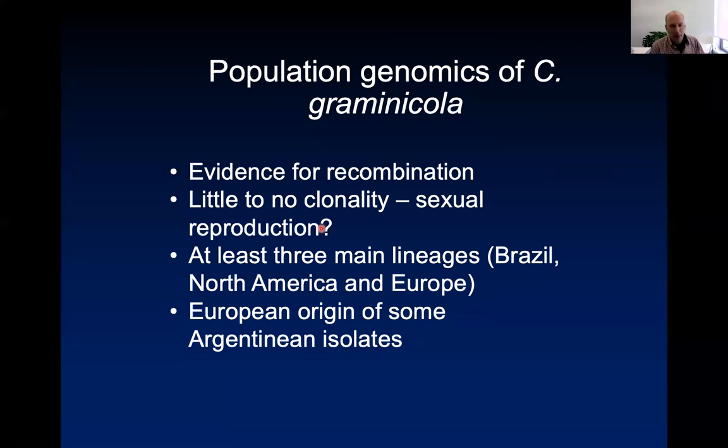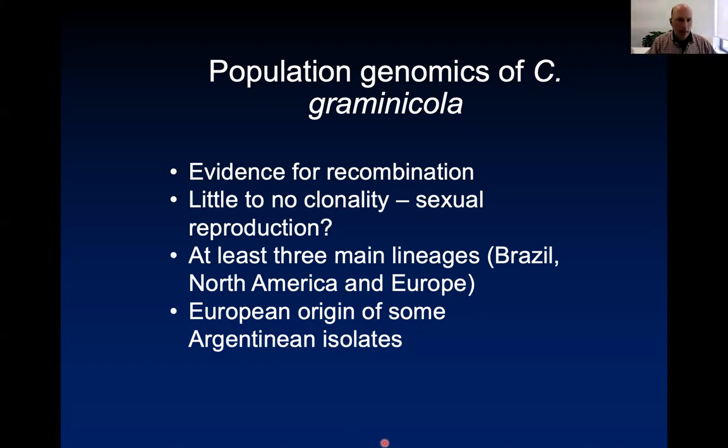And that is significant because prior to this, the general thinking was that C. graminicola reproduced mainly by clonal reproduction. And that seems to not be the case. We have evidence for at least 3 main lineages that correspond to different continents, as well as a European origin for at least some Argentinian isolates.